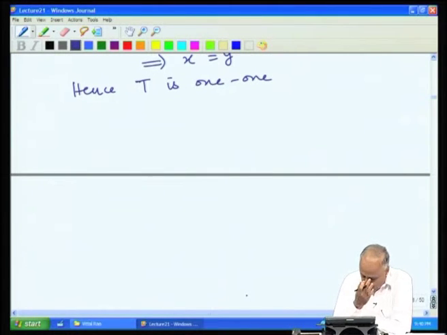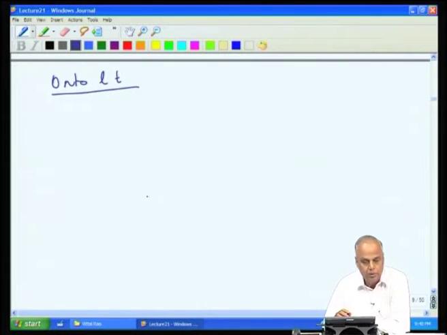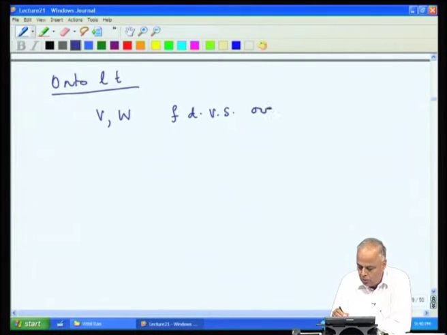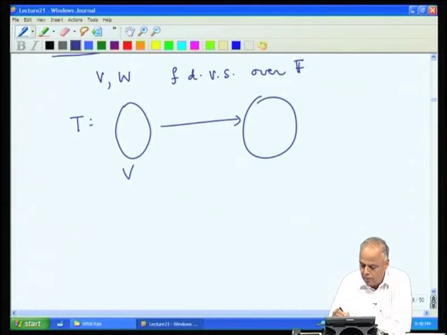We next introduce the notion of an onto linear transformation. What do we mean by an onto linear transformation? Suppose we have 2 vector spaces V and W, finite dimensional vector spaces over a field F, and then we have a linear transformation T which maps V to W.